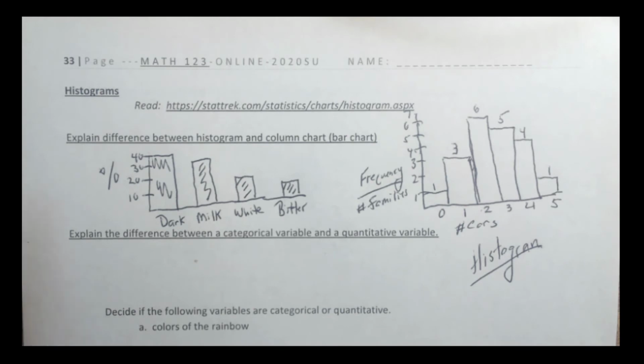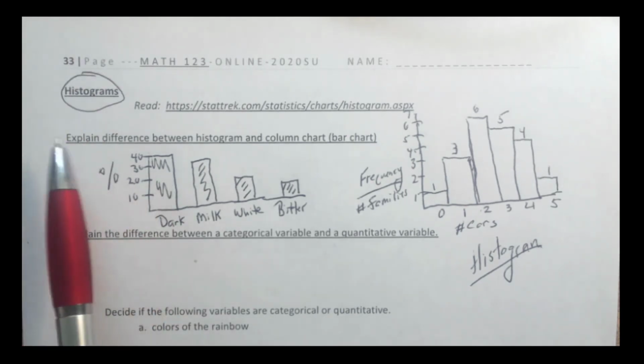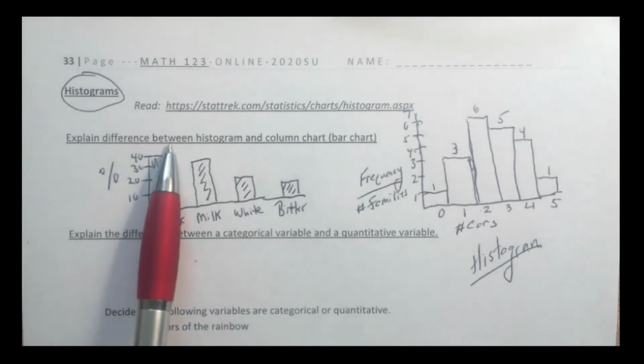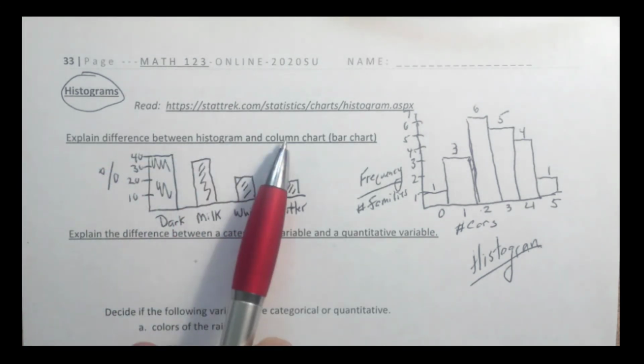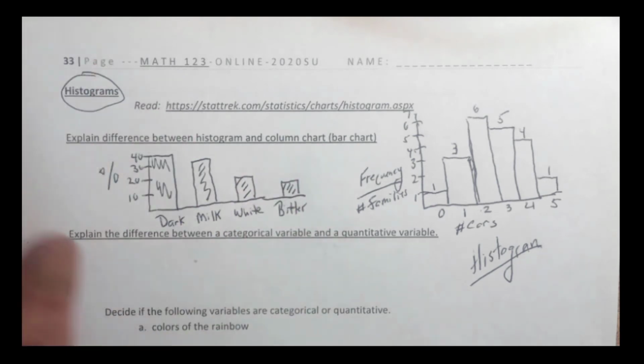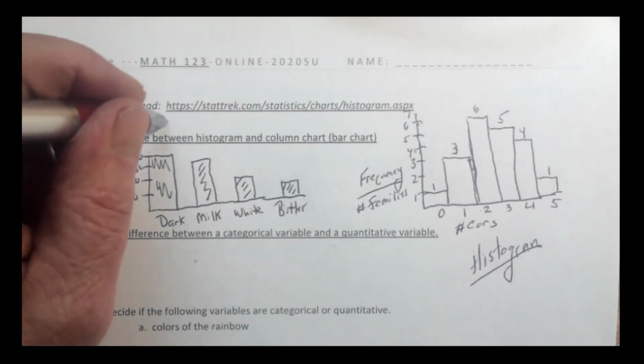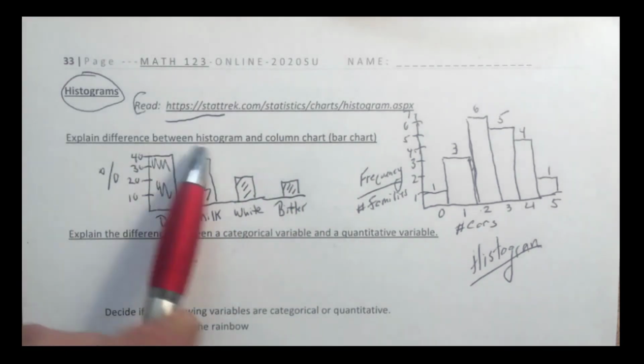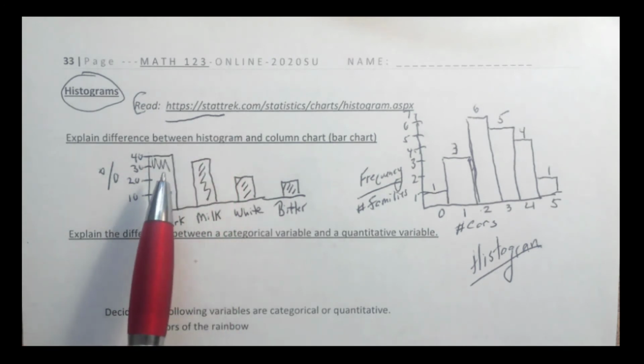Okay, for the last part here, we're going to look at histograms. The first is to explain the difference between a histogram and a column chart or a bar chart. It's a good little video that explains it in more detail. I'm just going to go over it generally.